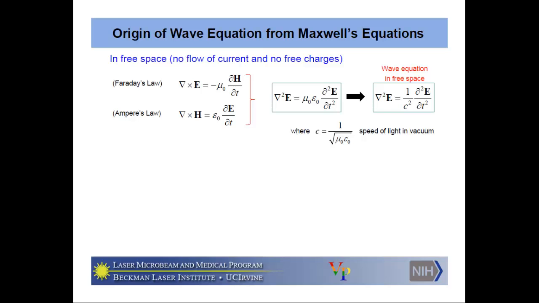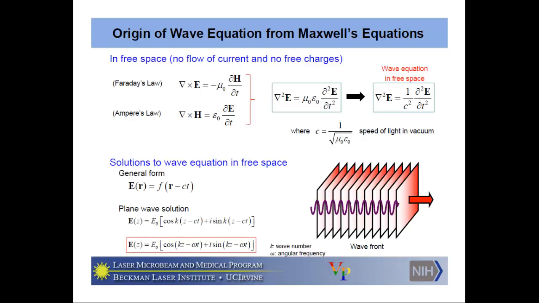What is the solution to the wave equation? The general form is a function of r minus ct. Here r is the position vector. It shows the direction of propagation. And we have a plane wave solution. We can write it in this form. Once you substitute this quantity there, it will solve this wave equation. So this is the plane wave solution. You can simplify it and write it like this. The k is the wave number, and omega is the angular frequency.